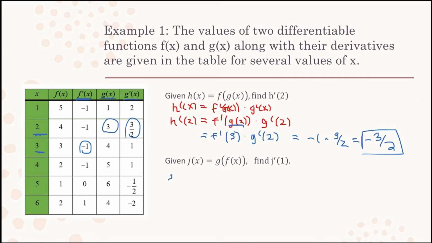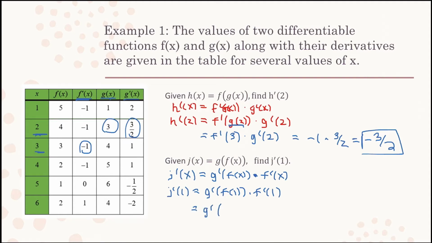Letter J. So j prime of x is equal to g prime of f of x times f prime of x. So j prime of 1 is equal to g prime of f of 1 times f prime of 1. So that becomes g prime of f of 1. So f of 1 is 5, times f prime of 1. So g prime of 5 is negative 1/2. F prime of 1 is negative 1. So negative 1/2 times a negative 1 is a positive 1/2. And there you have how you apply derivatives of chain rules using tables.